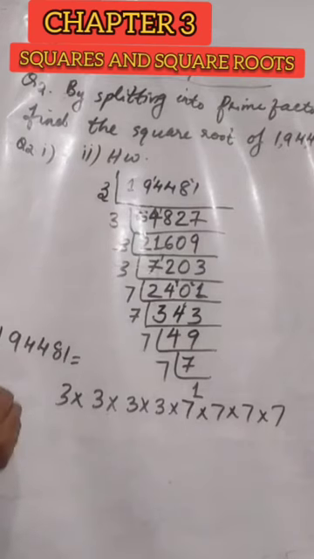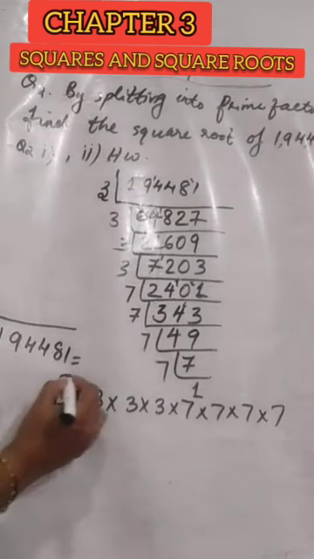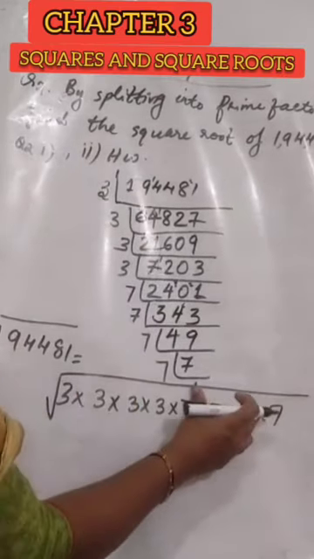Now how can we obtain the square root of this number? So take the square root of these prime factors.